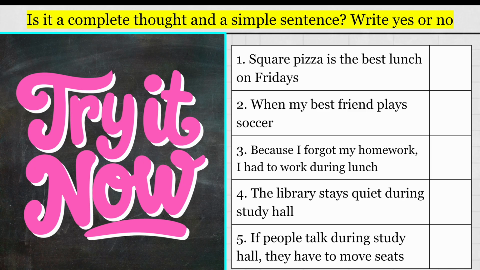Number 1, square pizza is the best lunch on Fridays. Is this a complete thought? Yes, we don't need any more information. We know square pizza is the best lunch at Fridays, period, the end.